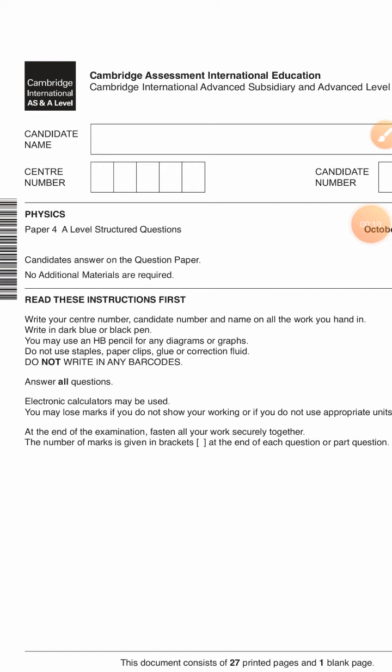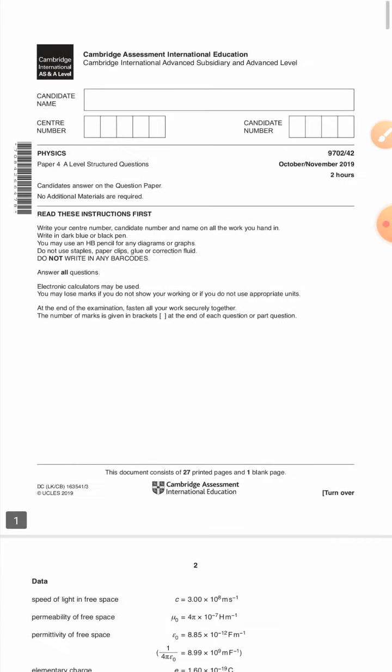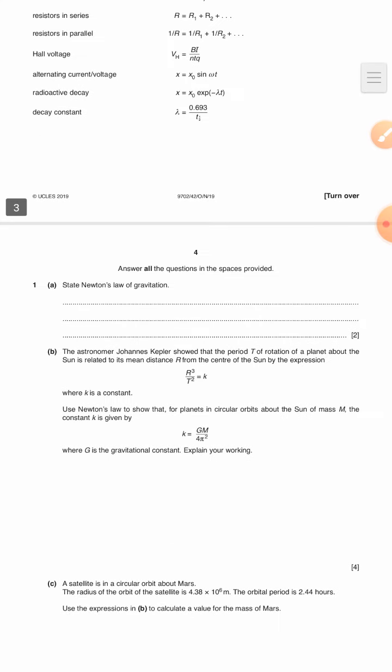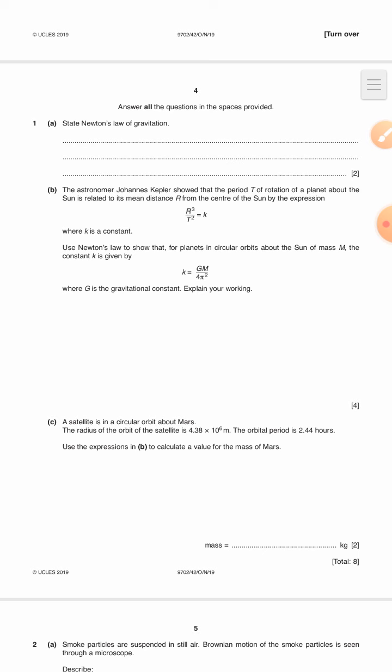Hello everyone. So today we are going to start our question paper solving session of Cambridge 9702 October November 19 variant 42. Okay, so let's begin. So our first question says about the Newton's law of gravitation.